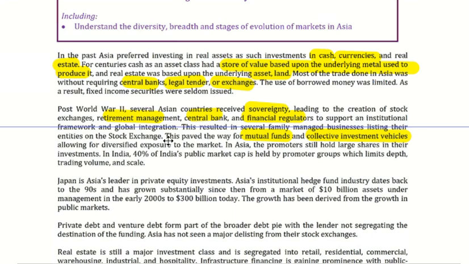Having said all of that, in Asia, the promoters still hold large shares in their investments. For example, you look at India, 40% of India's public market cap is held by promoter groups. Now remember, if too much of a company or an exchange of shares is being held by one large group, that of course limits the depth, the volume, and the scale thereof.